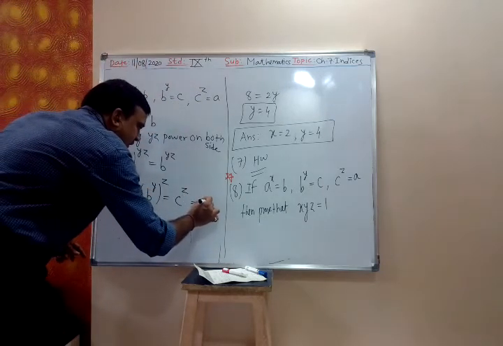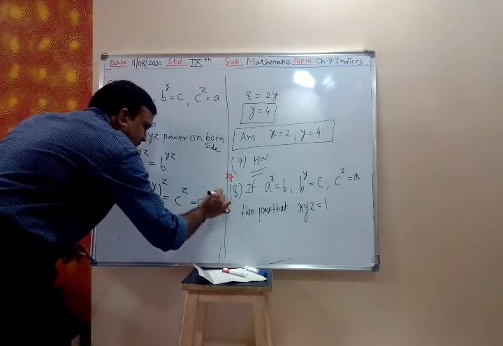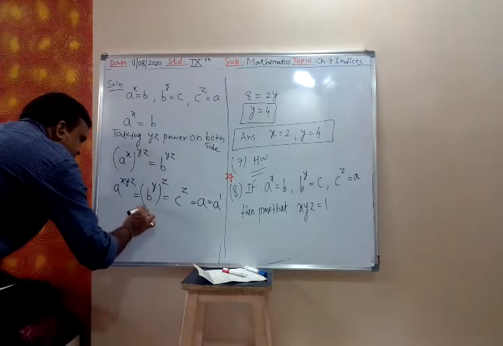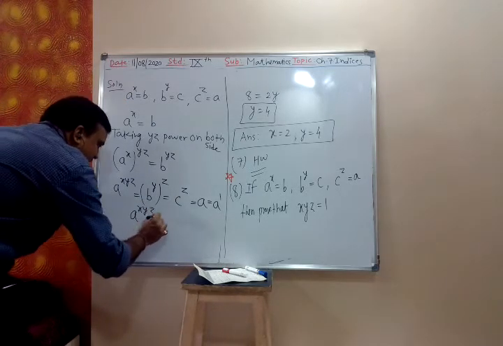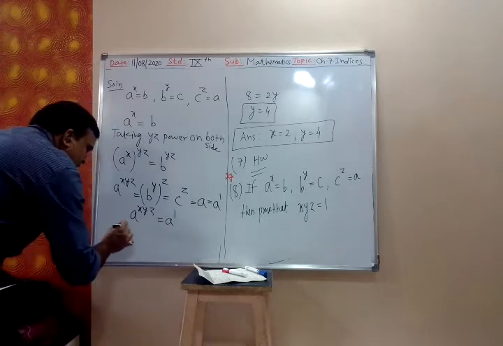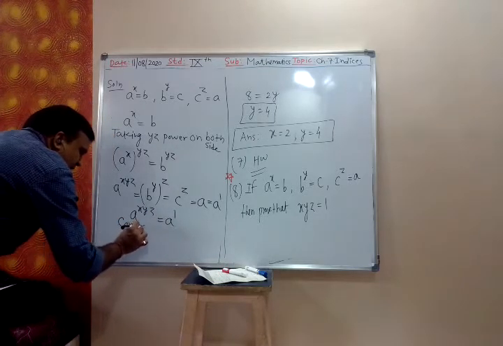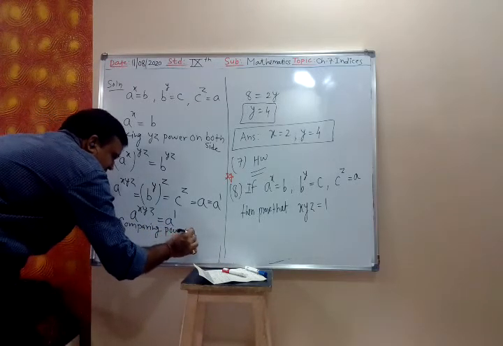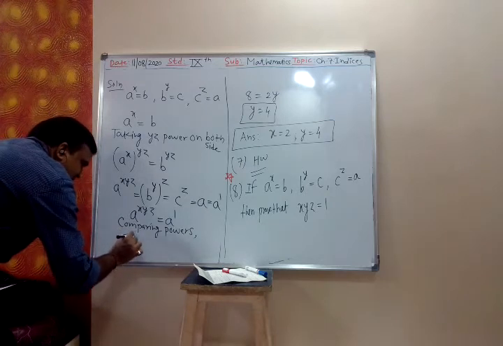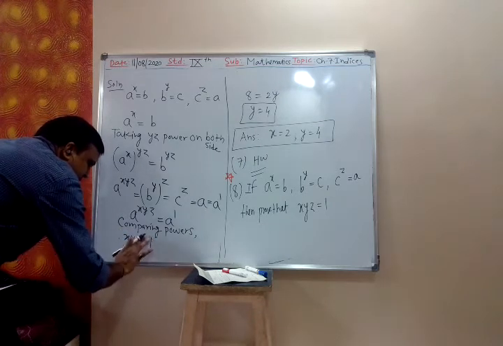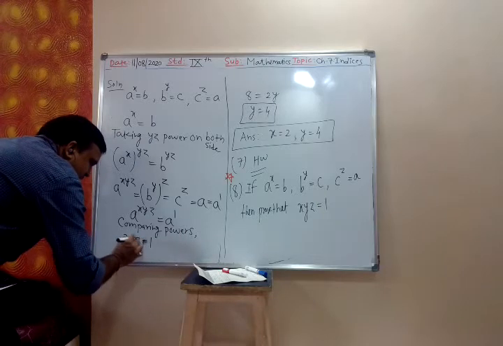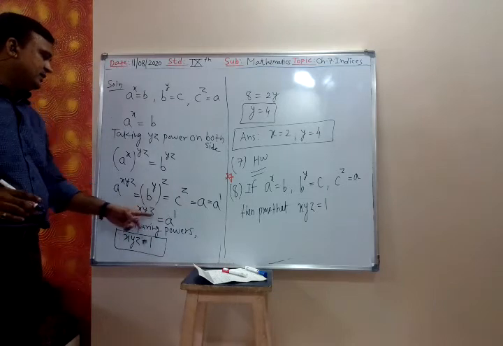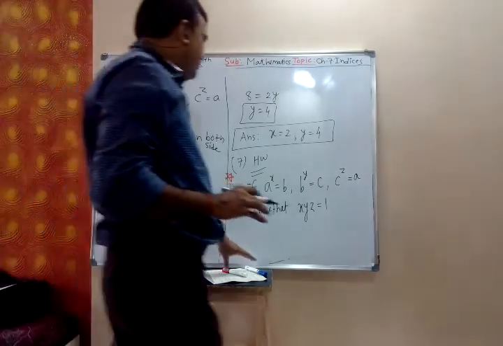A means it is a power 1. So we get a raised to xyz is equal to a raised to 1. Comparing powers, you get xyz is equal to 1. This power is xyz, this power is 1, so xyz is 1. Such type of problem you can expect.